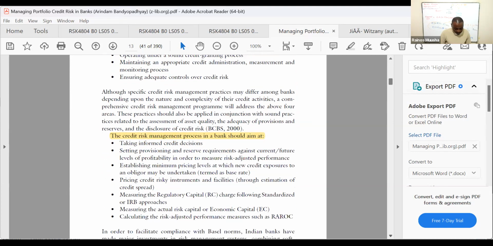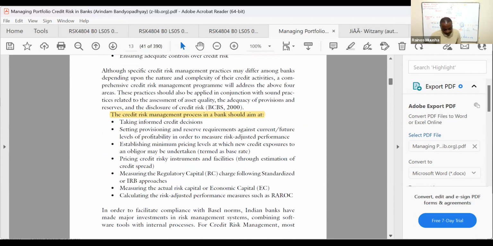Then they also go on further to say, when you look at the credit risk management process, they say the credit risk management process in a bank should aim at taking informed credit decisions, setting provisioning and reserve requirements against current or future levels of profitability in order to measure risk-adjusted performance, establishing minimum pricing levels at which new credit exposures to an obligor may be undertaken, pricing credit risk instruments and facilities, measuring the regulatory capital charge following the standardized or IRB approaches, and measuring the actual risk capital or economic capital, and calculating the risk-adjusted performance measures such as the risk-adjusted return on capital as well.